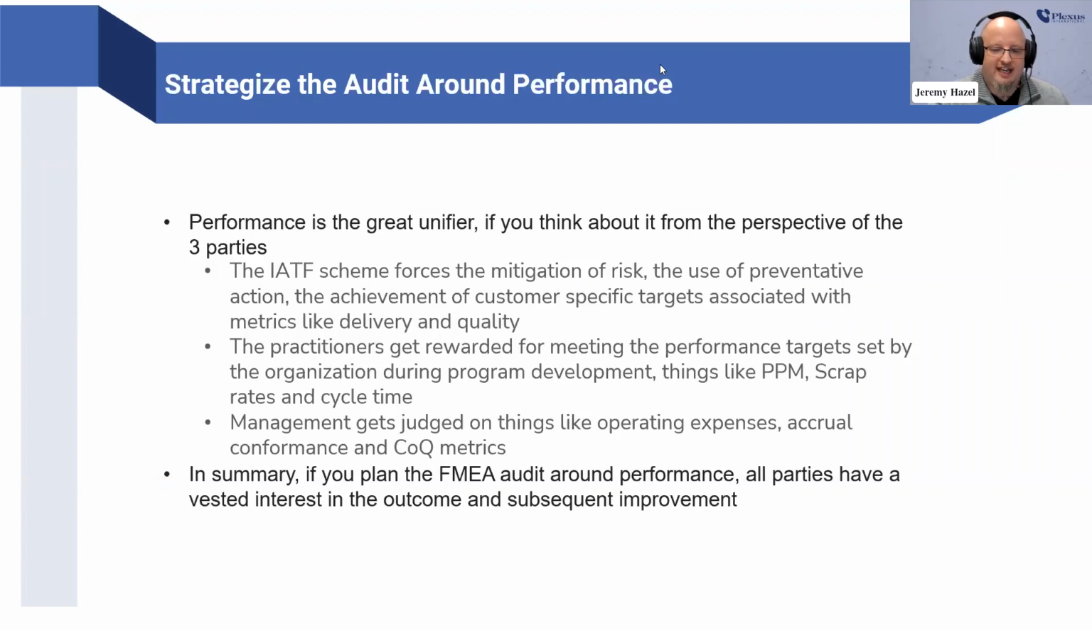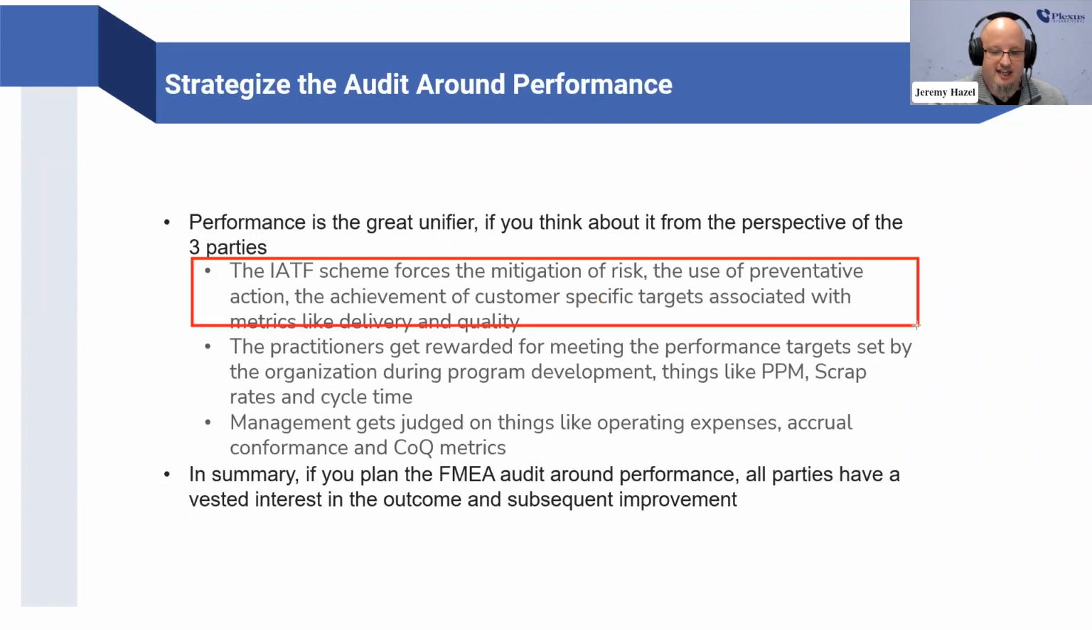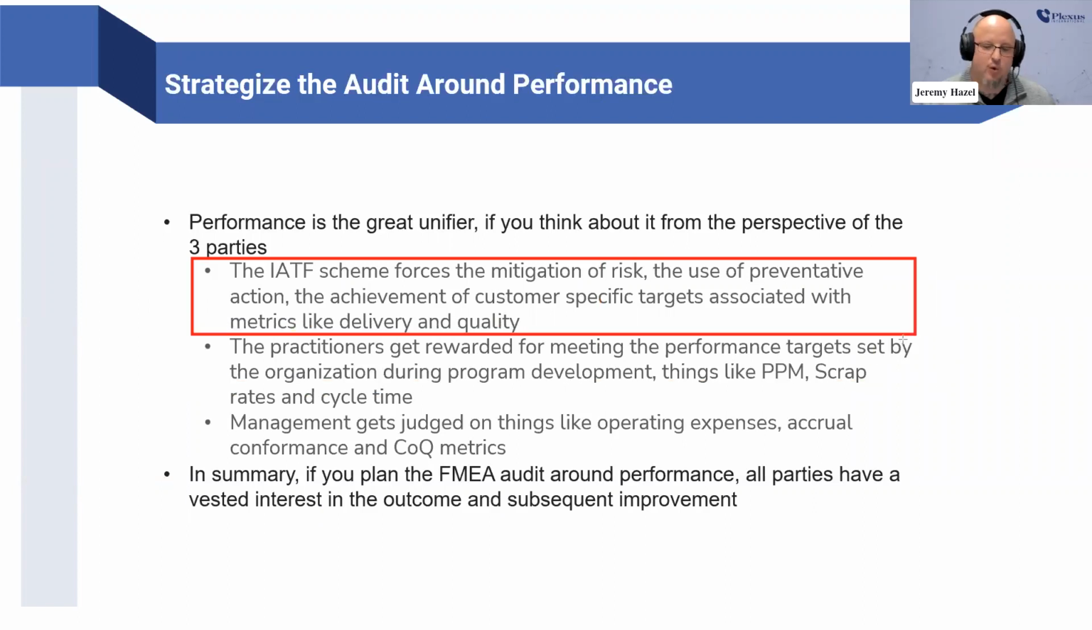So from the IATF's perspective, that of the auditor or that of the scheme, the IATF scheme forces the mitigation of risk in both design and process, right? The DFMEA and the PFMEA are traditionally ways that we mitigate risks to an acceptable level. It also talks about the use of preventative action. For most of you, the FMEA is one way that you prove out the preventative action part of your QMS through the application of FMEA. And it also talks about the achievement of customer-specific targets associated with metrics, like delivering quality. So again, if we focus around performance, we hit the scheme's need.